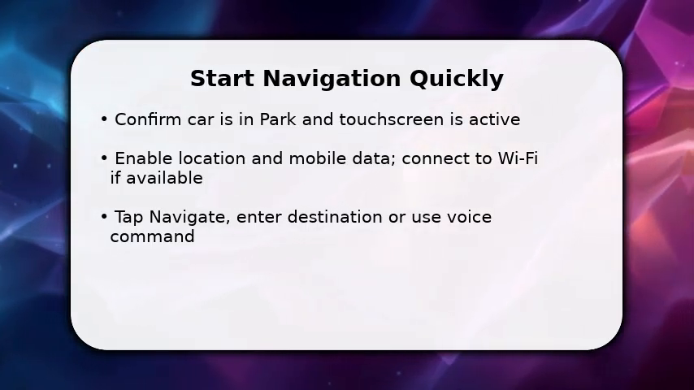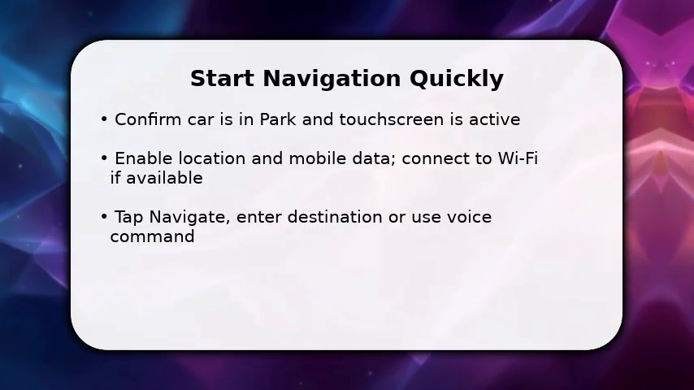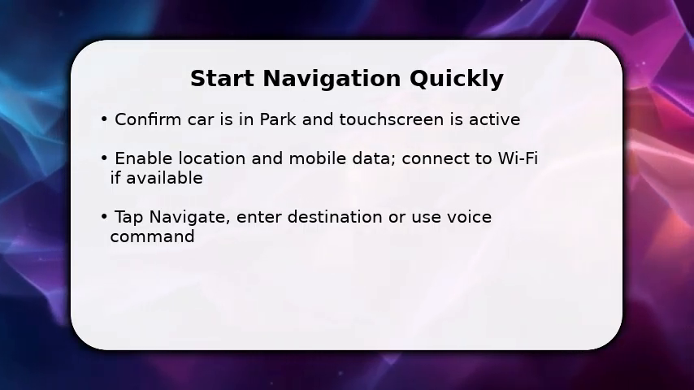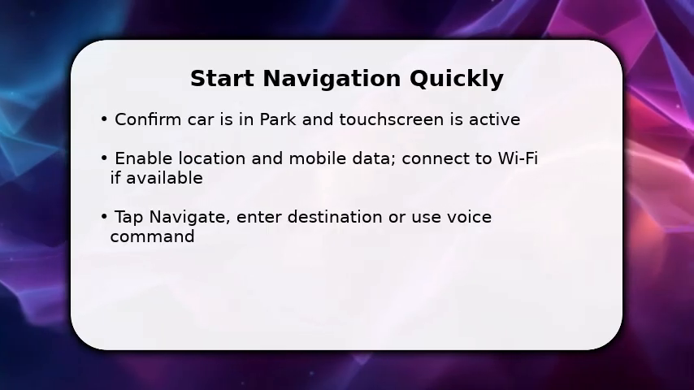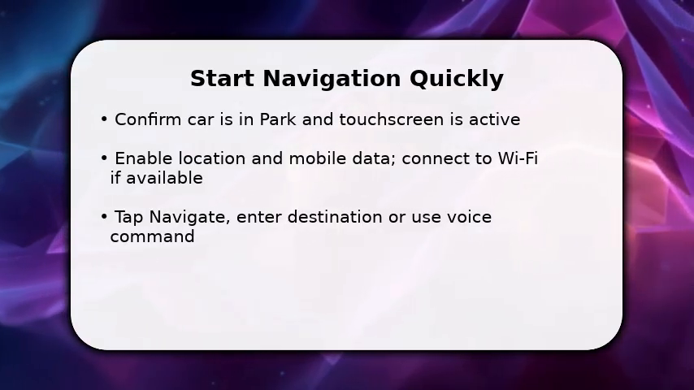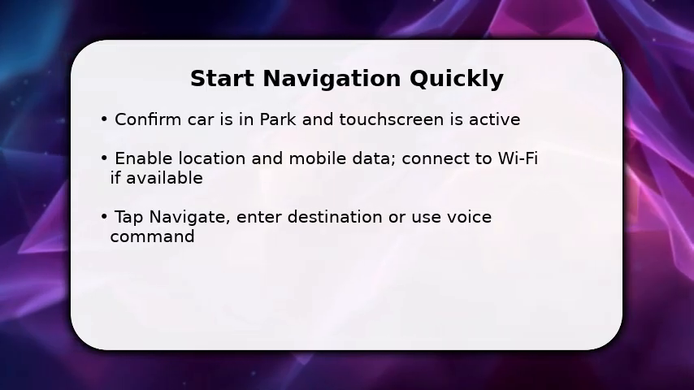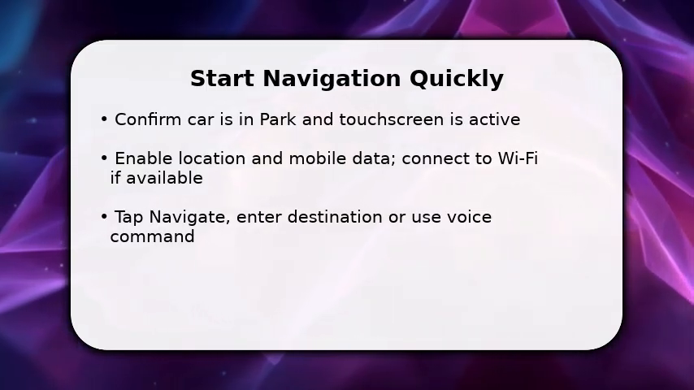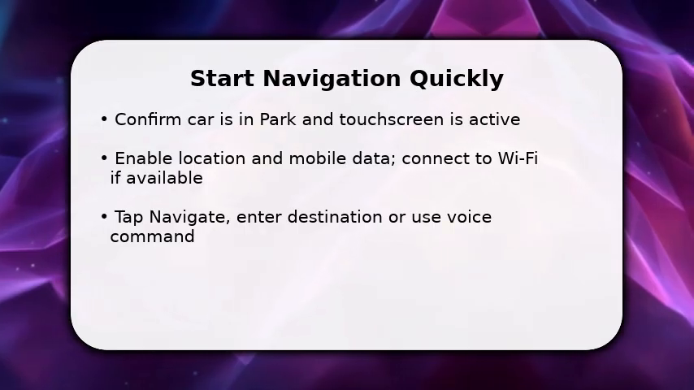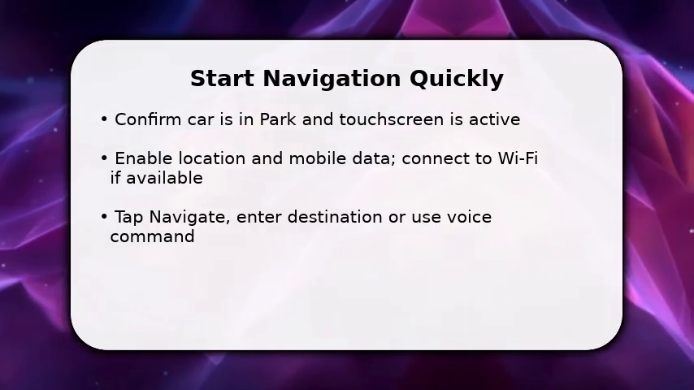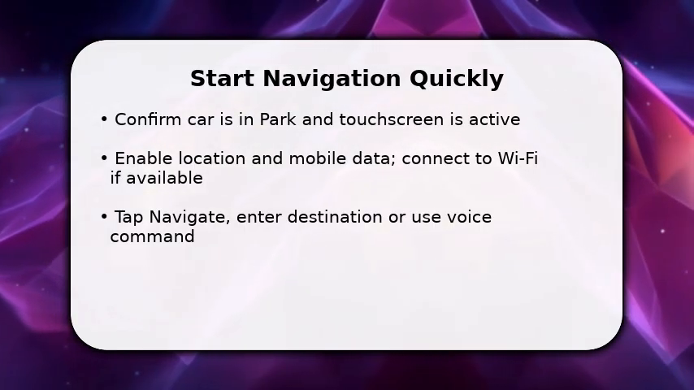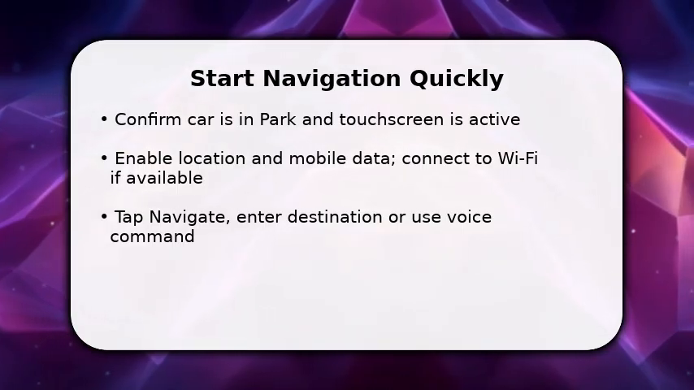You start by waking the screen and confirming the car is in park so inputs register. Tap the navigate icon at the bottom. This opens the search field immediately. Type an address, POI, or press the voice button and say the destination aloud. Use autocomplete suggestions to save time. Once done, glance at route previews and estimated time. Make sure the route aligns with your preference before selecting Start to begin guidance.